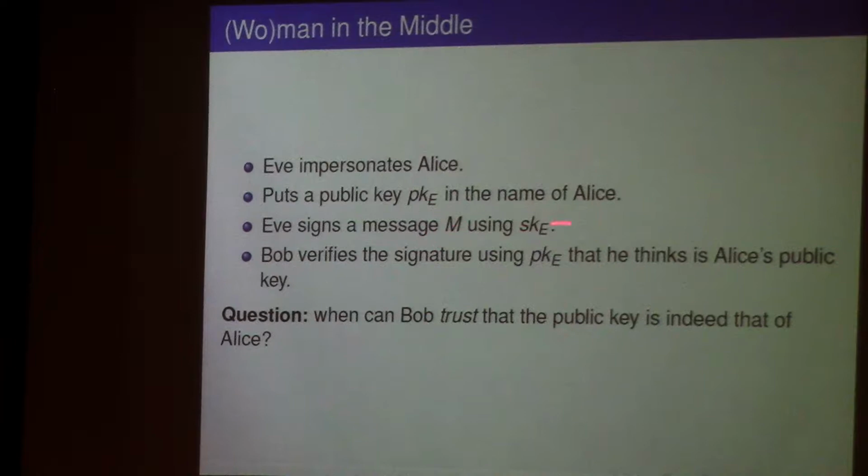Eve puts a public key in the name of Alice and signs. So this is in the context of signatures. Eve puts a public key in the name of Alice and signs a message using the corresponding secret key. And Bob verifies the signature using PKE, and he thinks it is Alice's public key. So when can Bob trust that the public key is indeed that of Alice?